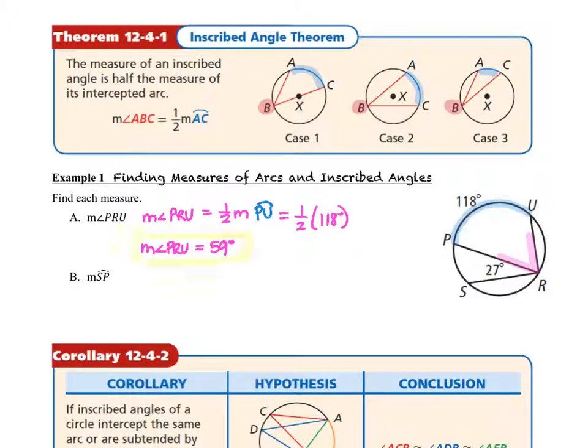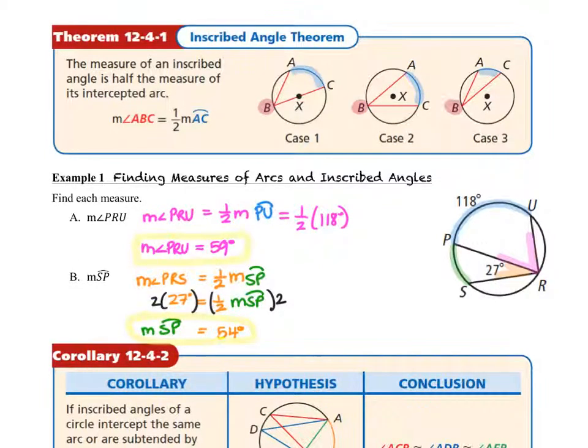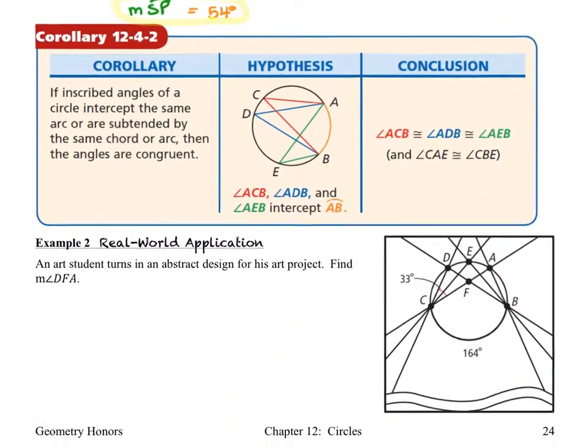and that means that the measure of angle PRU is 59 degrees. In part B, we want to find the measure of arc SP, and we know that it's got a relationship with the measure of angle PRS. The relationship is the measure of angle PRS is equal to 1/2 the measure of arc SP. Let's substitute in. Measure of angle PRS is 27 degrees, and that is 1/2 the measure of arc SP. So that means we multiply both sides by 2, and we end up with the measure of arc SP is equal to 54 degrees.